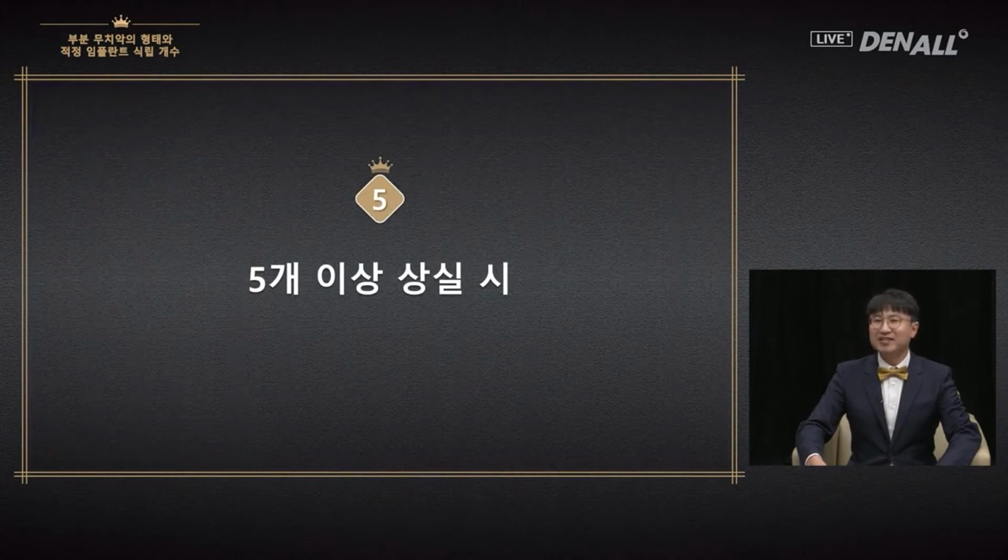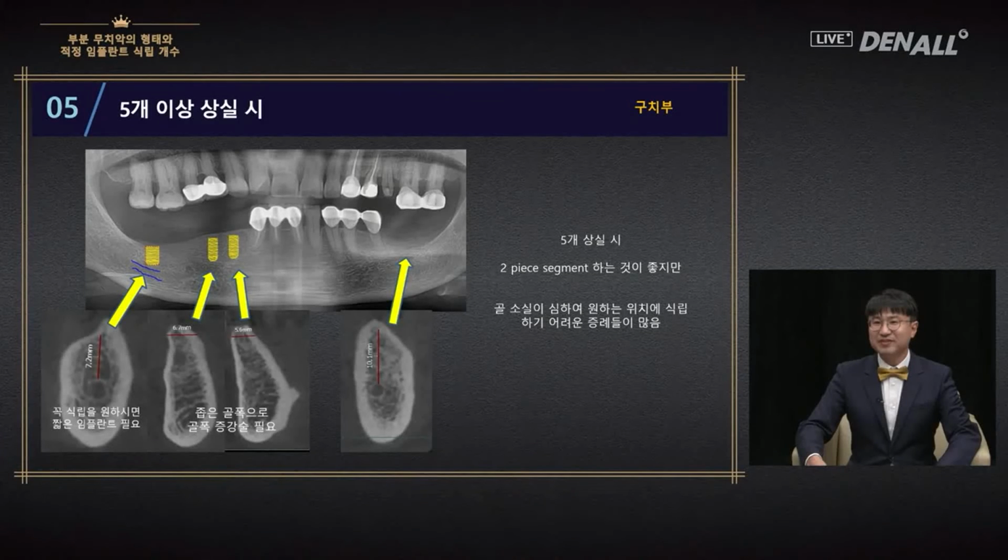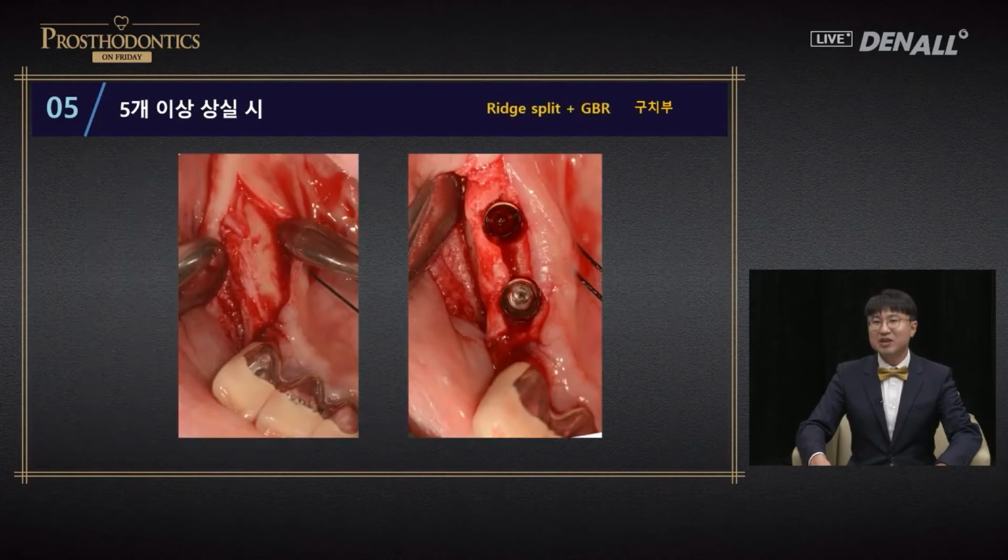Finally, I'm going to talk about 5 or more missing cases. If there are more than 5 teeth missing, I place 4 implants and try to segment it into 2. However, as shown, the bone condition is almost always bad. Most of the time, you struggle to place it where the bone is. As shown, there's limited bone width and vertical residual bone.